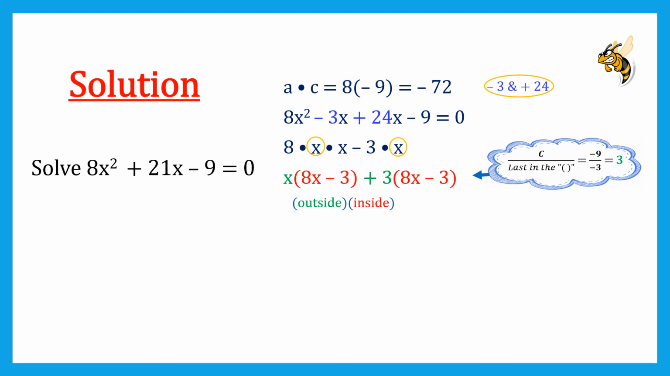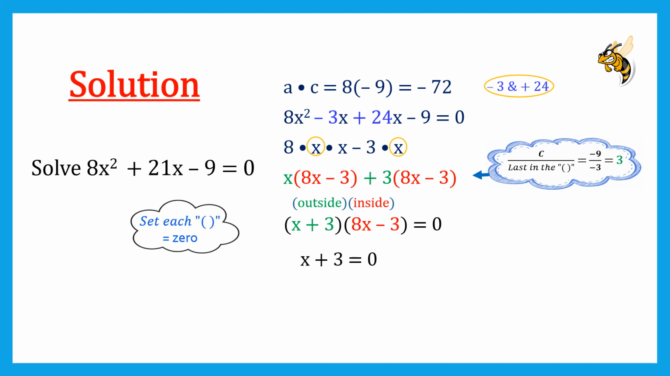Now to finish the factoring, it's going to be outside times inside. Going from left to right is x then plus 3. So it's going to be x plus 3 times 8x minus 3 equal to 0. We're going to go ahead and set each factor equal to 0. So x plus 3 is equal to 0, and 8x minus 3 is also equal to 0.